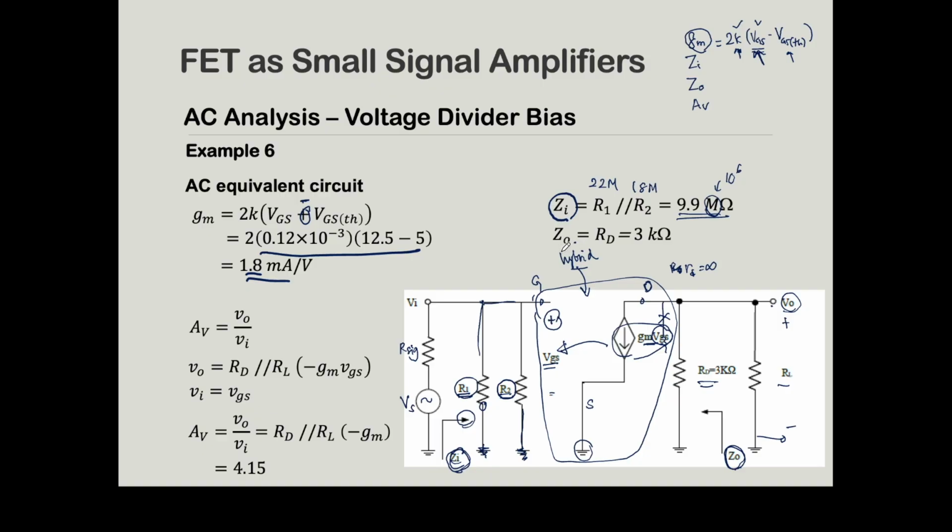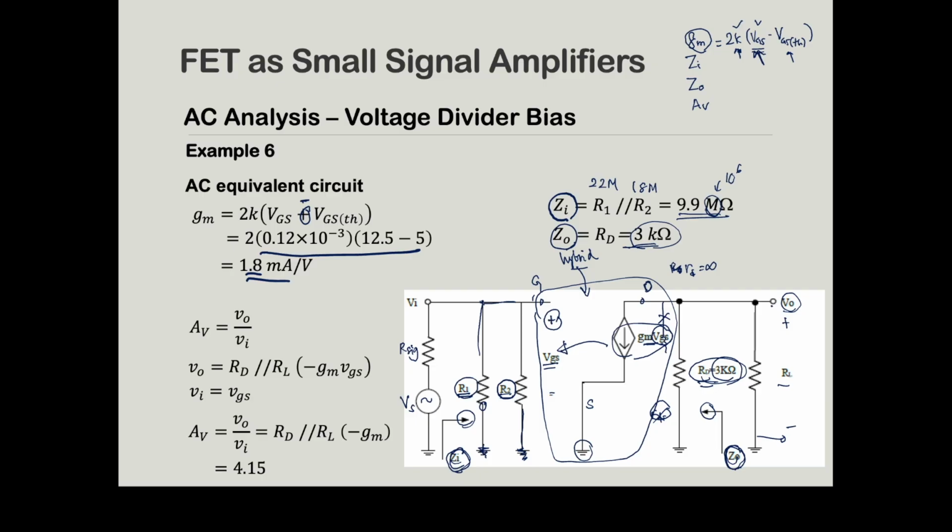Next, what is your output impedance? For output impedance, you look at the arrow. Output impedance is at your RD. So straight away it is 3 kilo, because small rd is not included. So straight away your output impedance is your capital letter RD resistor.